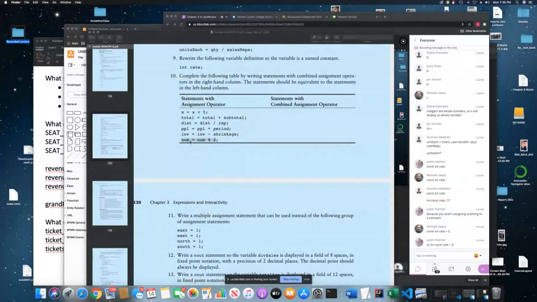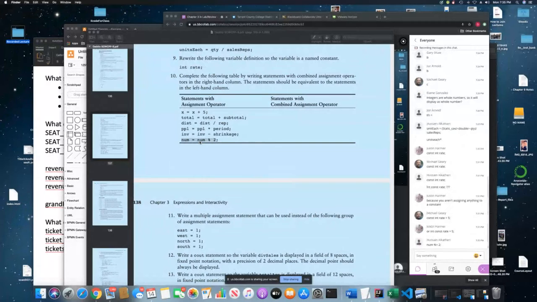Right here, this num1 assignment num2. Write that in combined shorthand notation. Very good. You do the modulus first, and then you assign it.